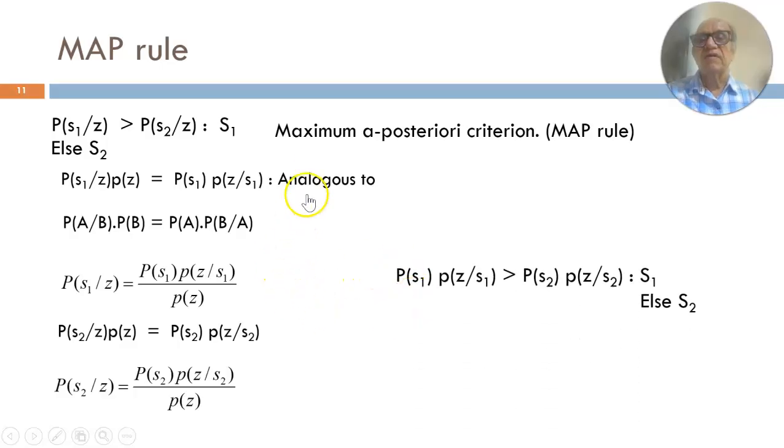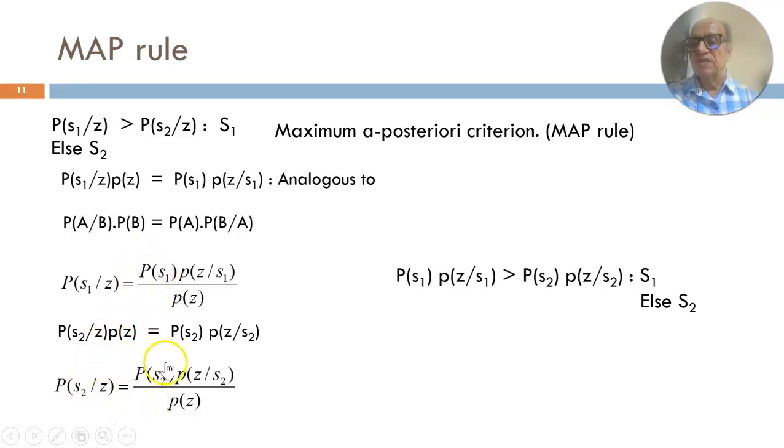So now, when we apply the MAP rule, what do we get? P(S1) into P(Z|S1) is greater than this. This is the MAP rule. You can see this: P(S1|Z) is greater than this. So P(S1|Z) is given by this, and P(S2|Z) is given by this.